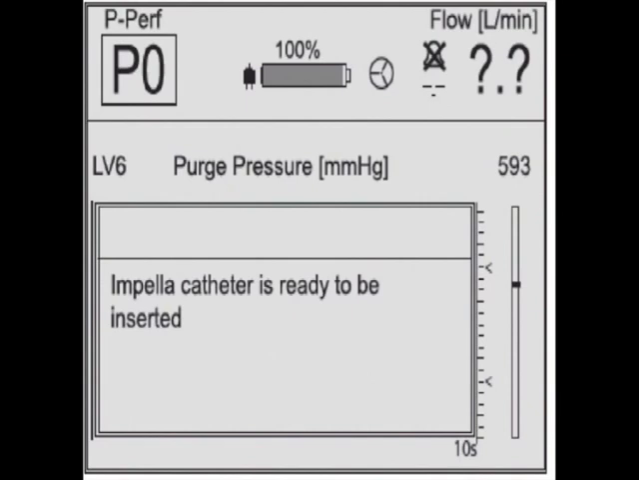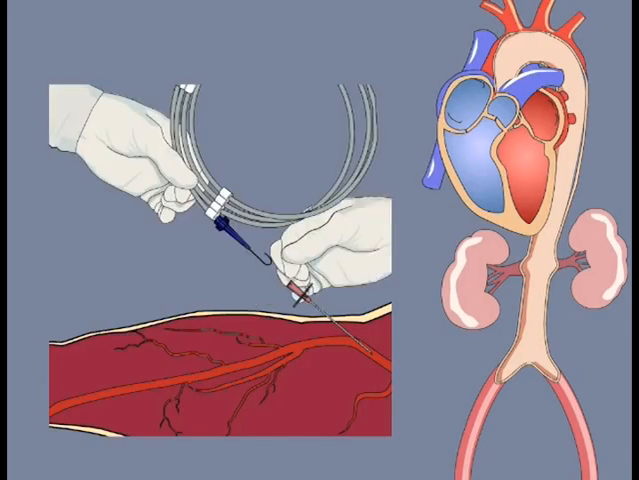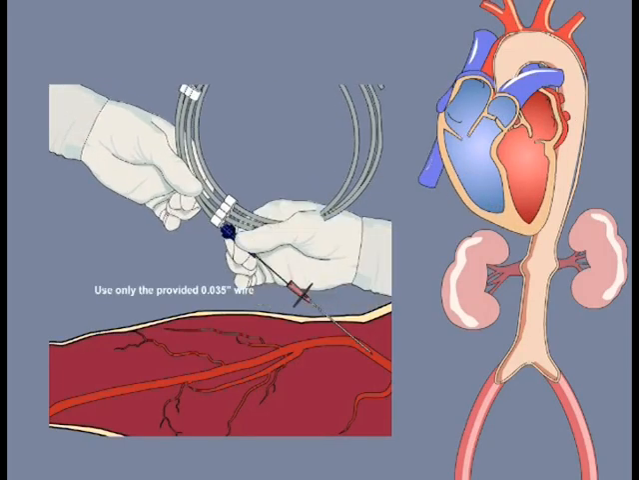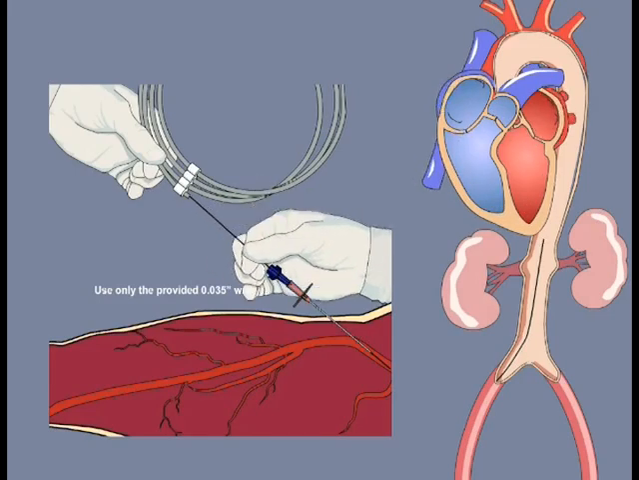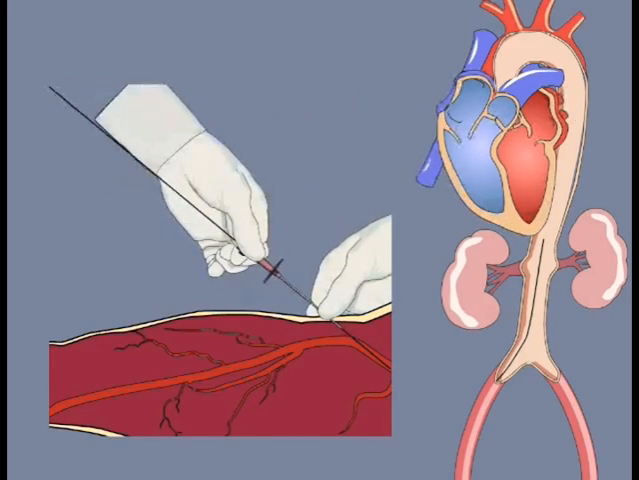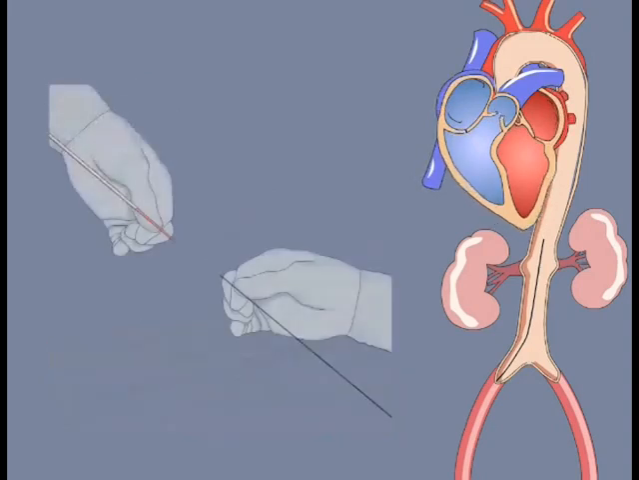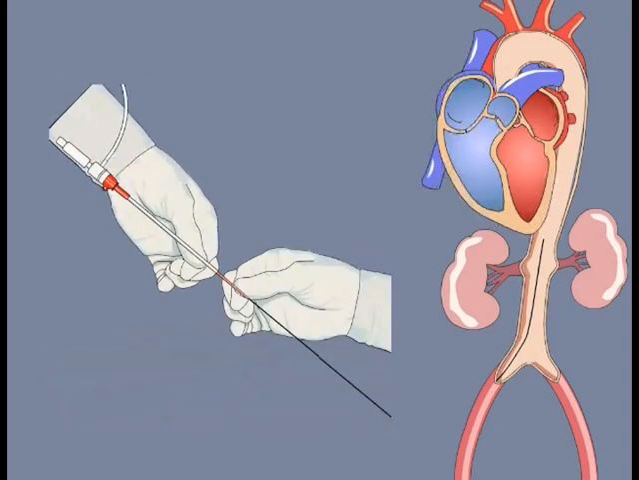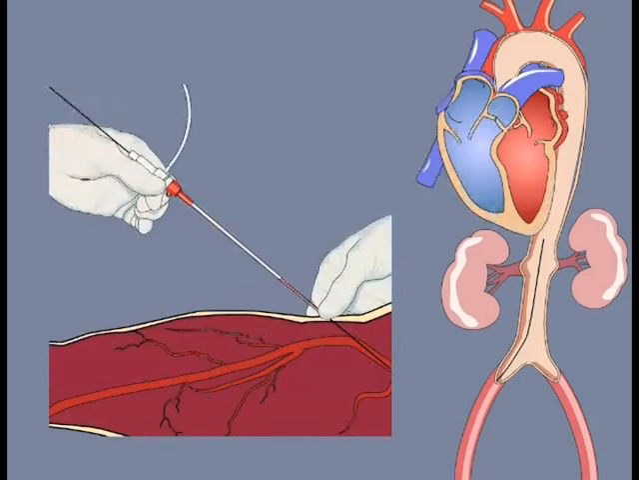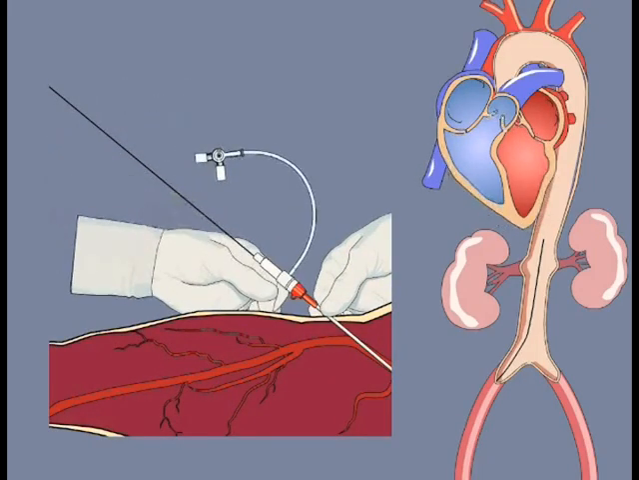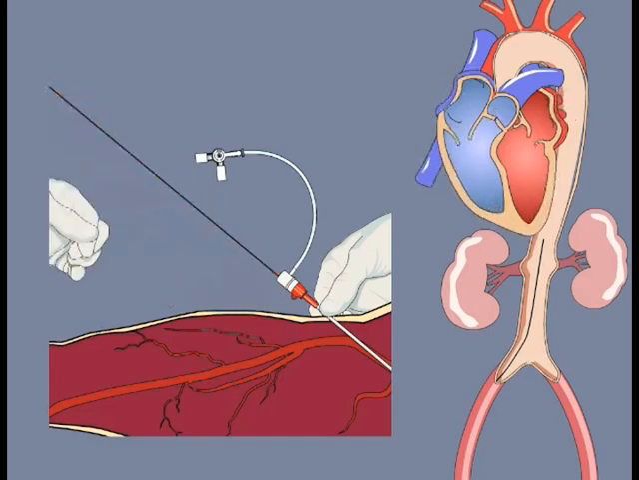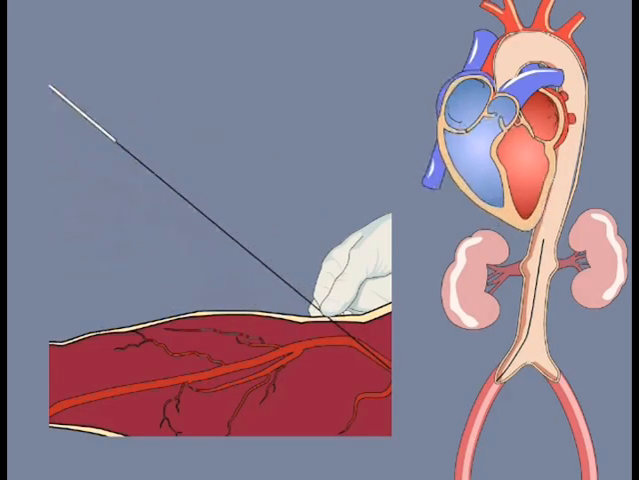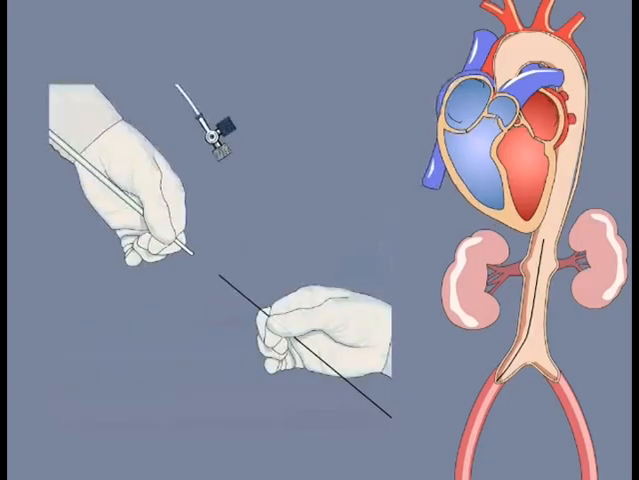We'll discuss the steps for inserting the Impella catheter next. 1. Obtain femoral access. 2. Insert the 0.035 provided guide wire. Remove the needle and insert the 6 to 8 French dilator to pre-dilate the vessel. Remove the 6 to 8 French introducer and insert the 13 French peel-away sheath with its dilator.